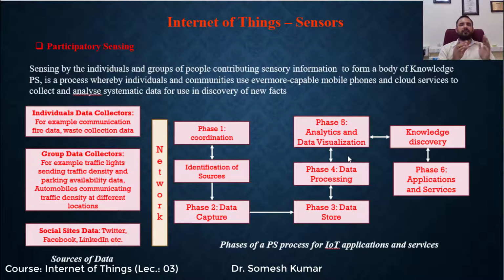Fine. Suppose we need some particular type of data at some particular time. So for that, we need some processing to extract that particular time of data or particular extent of data. Fine. Next one is our phase 5. In phase 5, basically the analytics and data visualization is done. I already explained this analytics and data visualization in the first lecture. So next one is knowledge discovery, and the last phase is applications and the services. Fine. This data is sent for the applications and the services. So these are the 6 phases of the participatory sensing process.